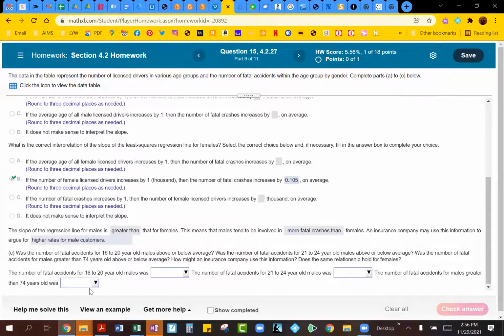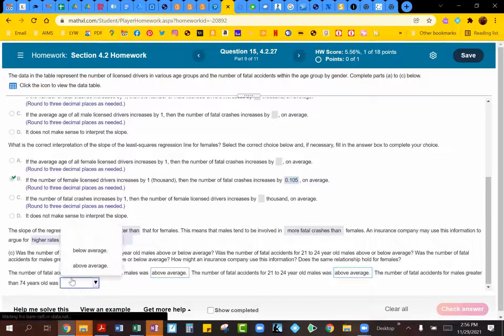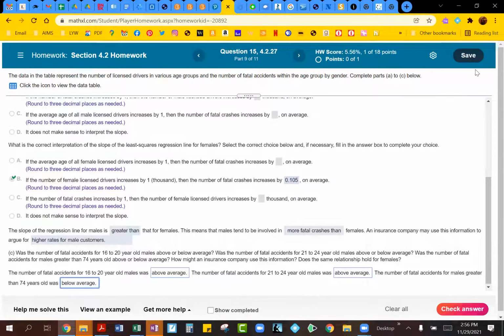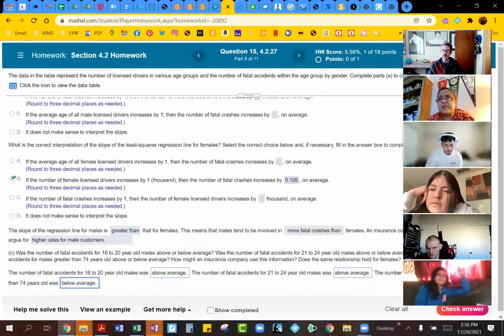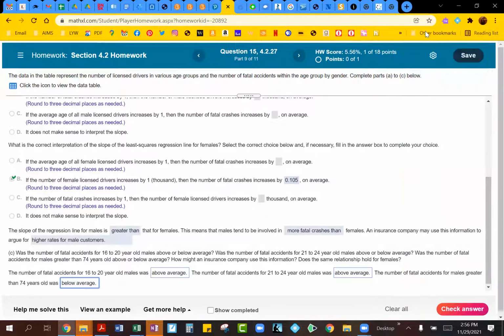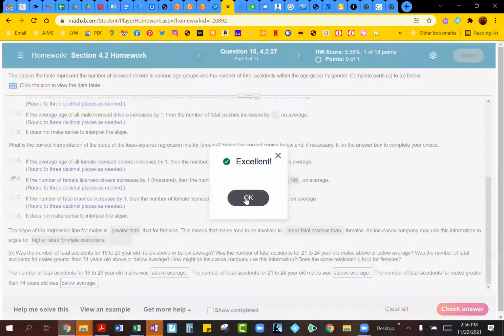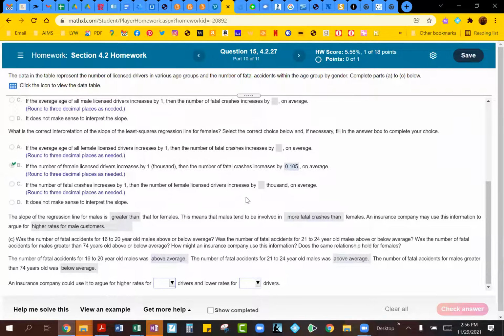We'll have to click on continue before we can go on. So the number for 16 to 20 was above average. The number for 21 to 24 was also above average. However, for males older than 74, that number was below average. And it makes sense, right? There's going to be fewer drivers in that age group, and if you have fewer drivers driving, you will have a lower number of accidents. Hopefully people are also far more experienced at that age and more careful, but there can be other reasons going on in there.